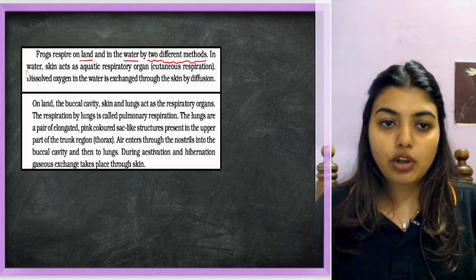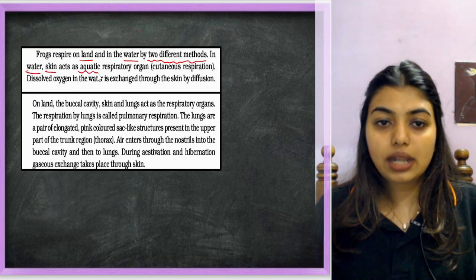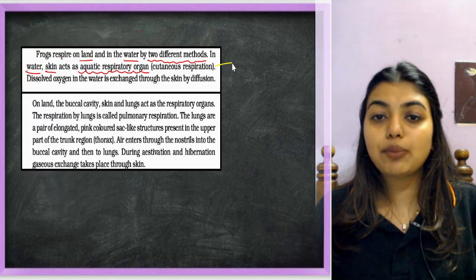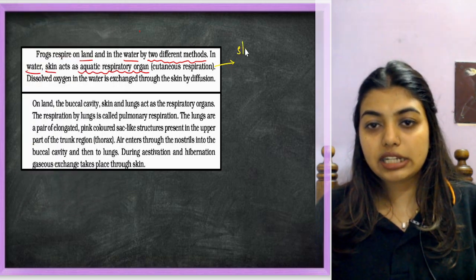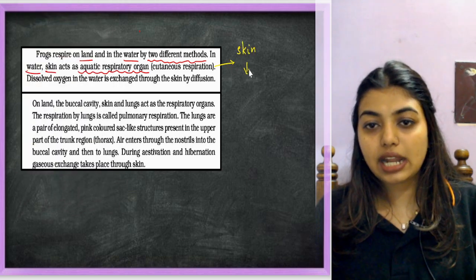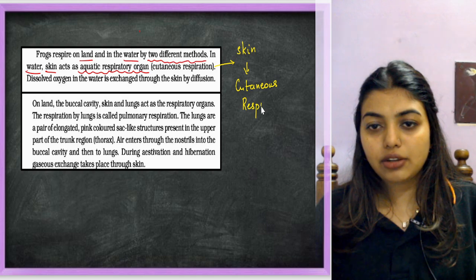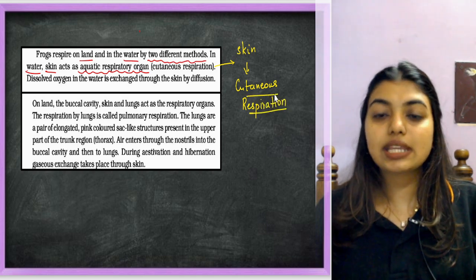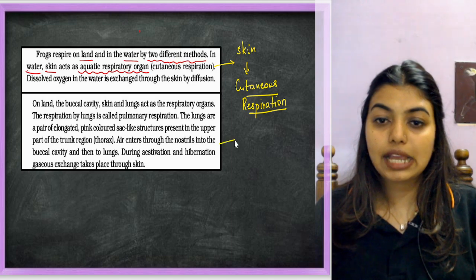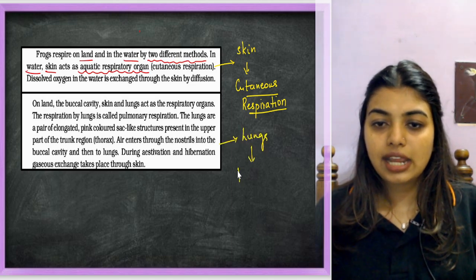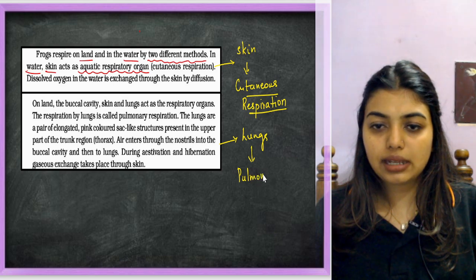So in water, skin acts as an aquatic respiratory organ, and whenever they are respiring with the help of skin, remember this, that kind of respiration is called cutaneous respiration. Now same thing, if respiration is happening because of lungs, it will be called pulmonary respiration.